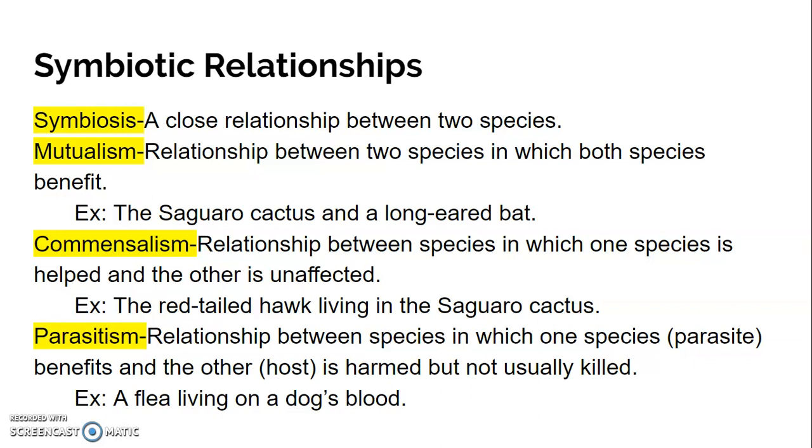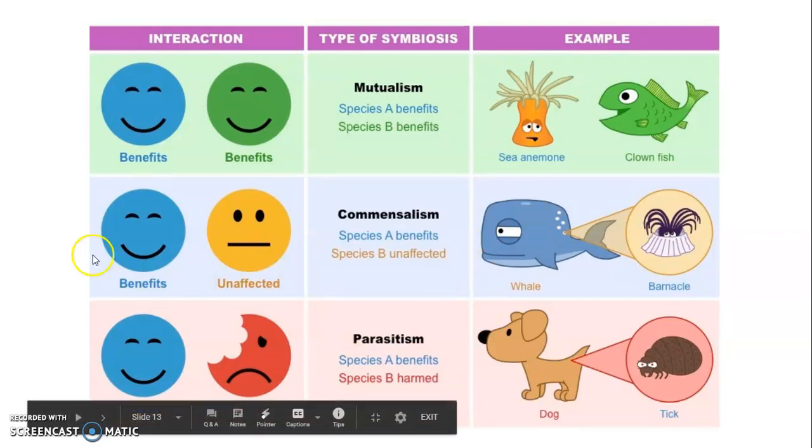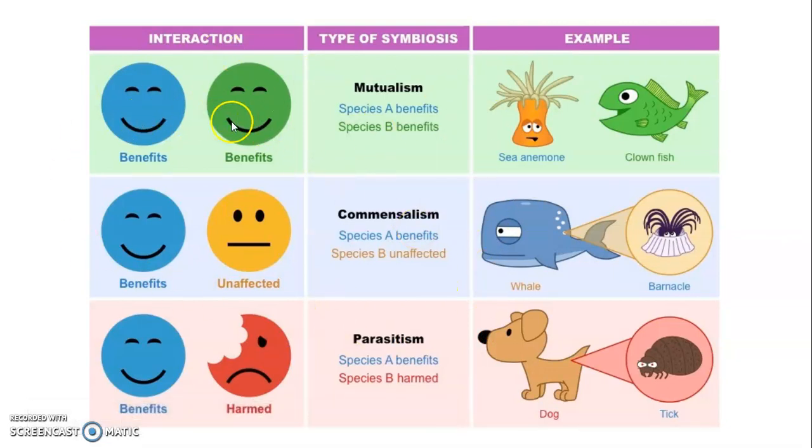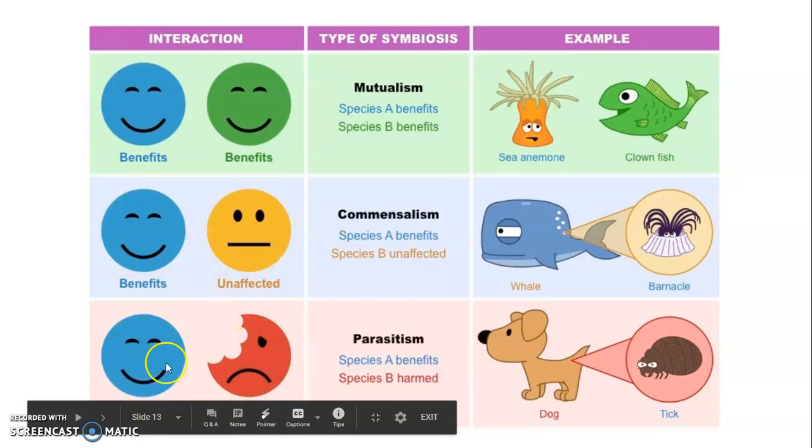Commensalism is a relationship between species in which one species is helped and the other one is like, whatever, I'm not affected. For example, the red-tailed hawk living in the saguaro cactus. And then finally, parasitism is a relationship between species in which one species, the parasite, benefits, and the other, the host, is harmed but not usually killed. So for example, a flea living on a dog's blood. Here is a good image to explain that. So for mutualism, both species benefit. For commensalism, one benefits and one just doesn't really care. And parasitism, one benefits and one is affected and harmed.